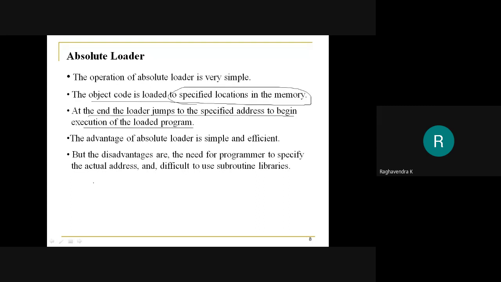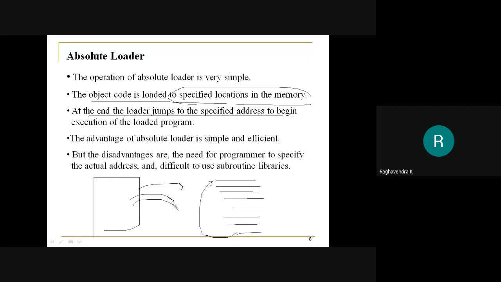Remember the object program is going to be loaded instruction by instruction. So instruction by instruction, we are going to load the program into memory. Once we are done, we will jump to the specified instruction to begin the execution of the program. So this is what an absolute loader does. Now the advantage of an absolute loader is that it's very simple and efficient to implement. It's a very small program that does the basic thing of loading, but of course there are disadvantages to it.